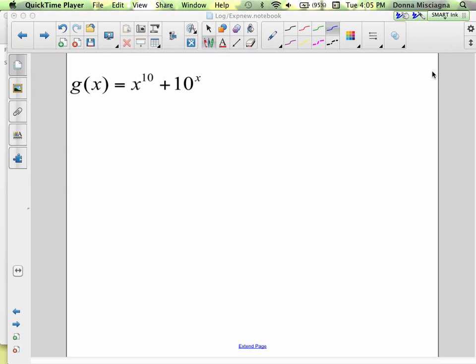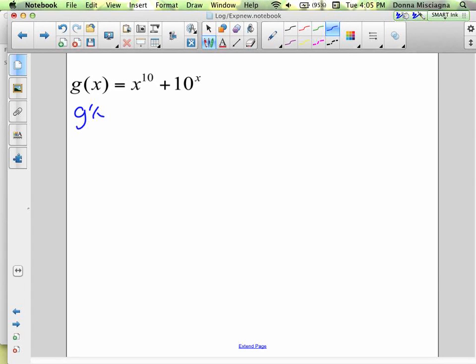All right, so here we have a power rule and we have an exponential. So our derivative here: the derivative of x to the 10th is just going to be 10x to the 9th. That one was pretty easy. And then, of course, the derivative of 10 to the x, right? We have an exact copy times the natural log of the base times the derivative of the exponent.